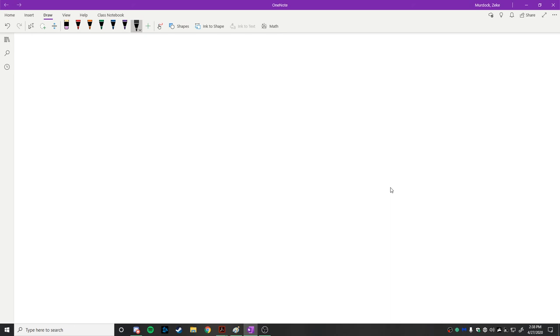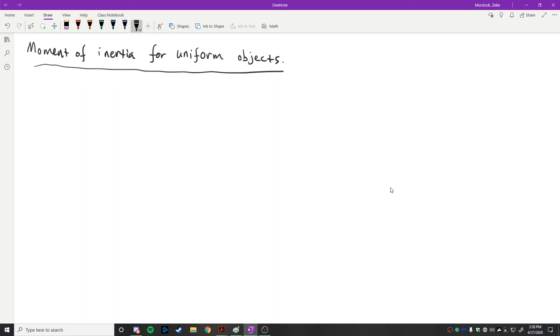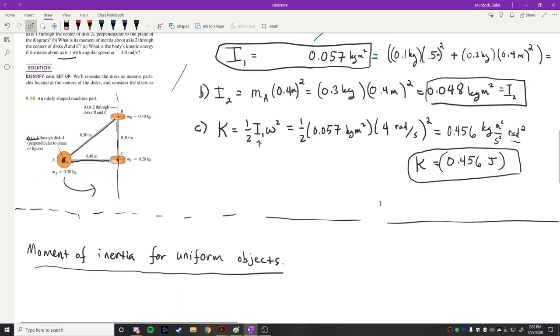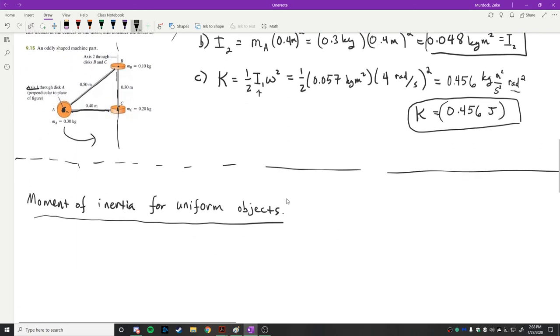So, the next thing we want to talk about is moment of inertia for uniform objects. That's what we're going to talk about next. A uniform object could be like a ruler, or it could be a bowling ball. This is basically just the moment of inertia for objects in general, okay? Objects that cannot be broken down and turned into a sum, like we just did here. For those types of objects, the moment of inertia is going to be defined like this.